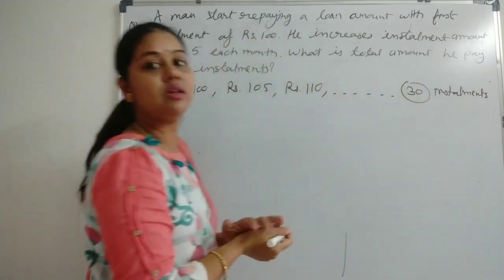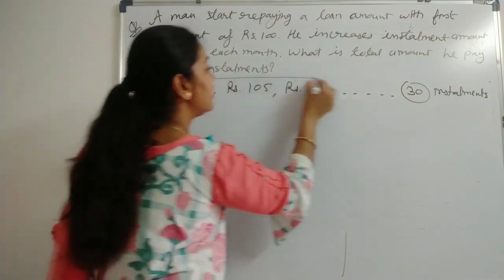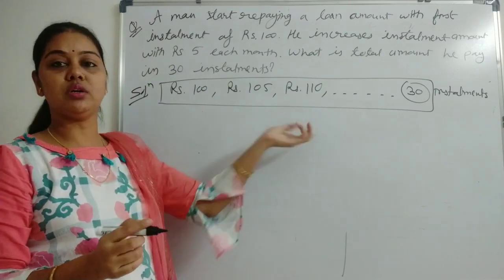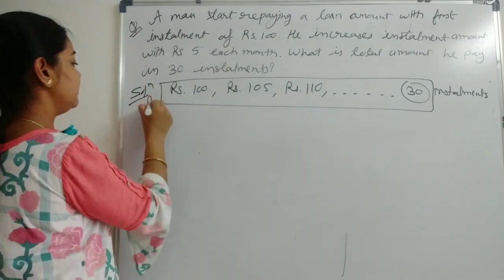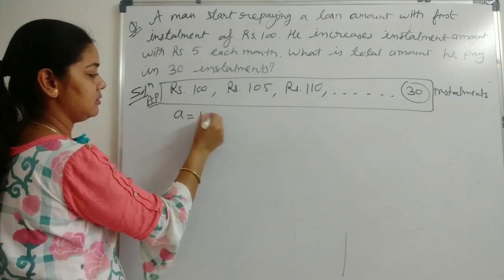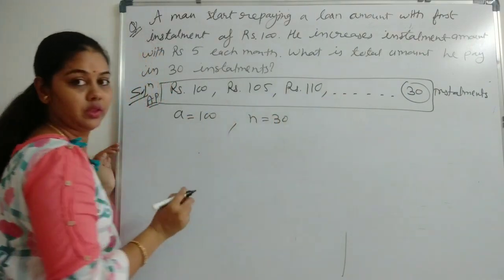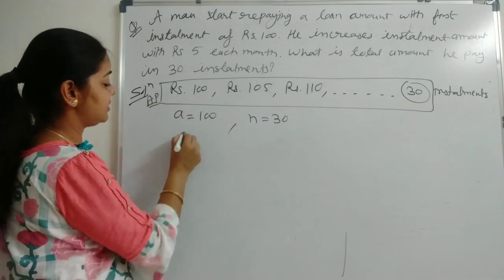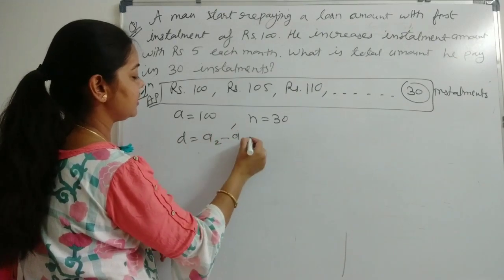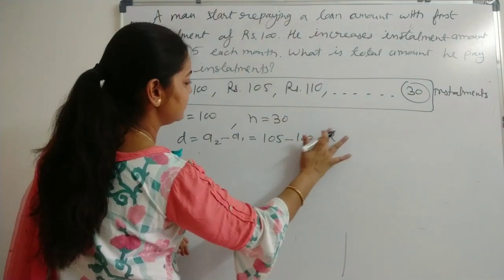It means total terms are 30. Look at here, it is clearly an AP, because the difference between two terms is constant. In this AP, the first term A is 100. The total number of terms is 30. And the common difference is A2 minus A1, that will be equal to 105 minus 100, that is rupees 5.